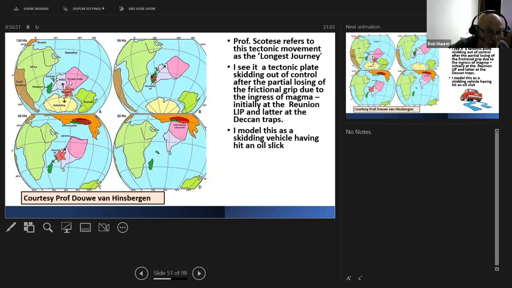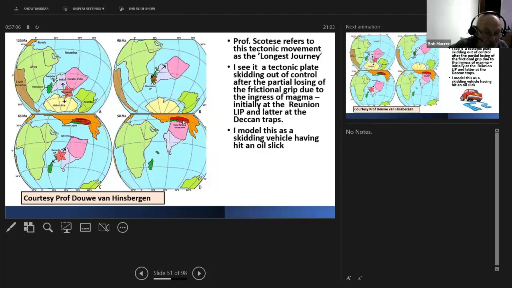This is starting to twist. Look, it's changing attitude. And then by the time it hits the place where the Deccan Flats come through, this is now rotating quite significantly. And finally, it smacks into India where all this is crumpled.